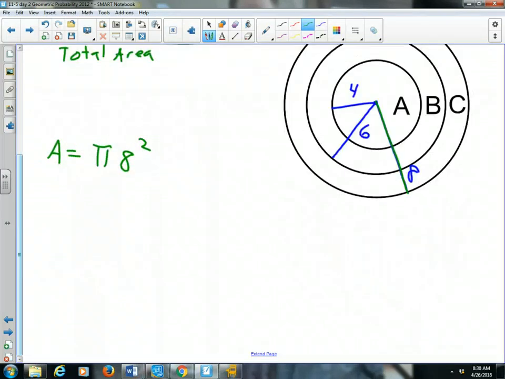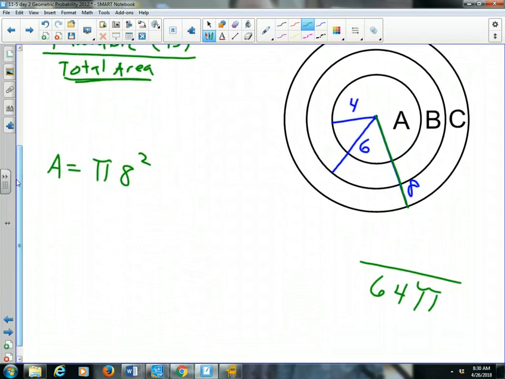So the area of the whole thing is 64 pi. Maybe we'll just have that over here. 64 pi is the area. It's my total area right here. It's going to belong in the denominator. So now my favorable region belongs in the numerator. My favorable region is just this part.